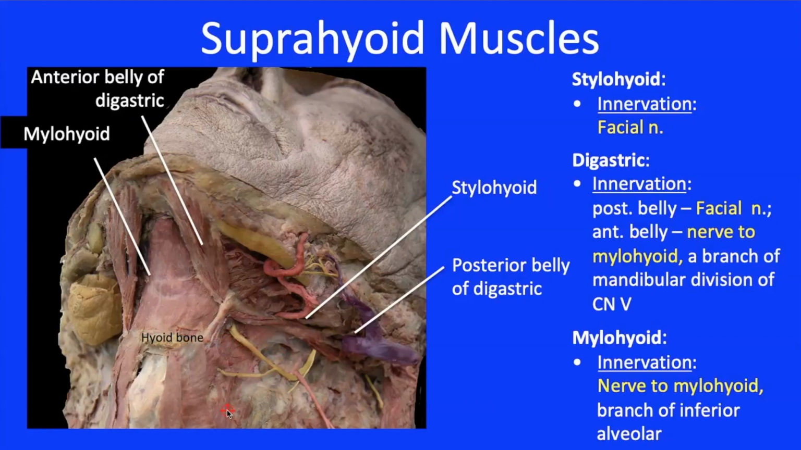The innervation of these muscles is somewhat more complicated than for the infrahyoid muscles. The stylohyoid and the posterior belly of the digastric are innervated by the facial nerve. The anterior belly of the digastric and the mylohyoid are innervated by the nerve to the mylohyoid, a branch of the inferior alveolar nerve, a branch of the trigeminal nerve. These details will be discussed later.